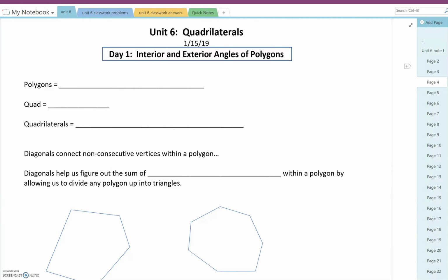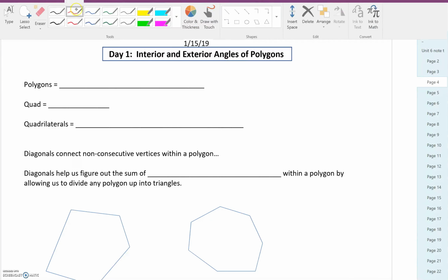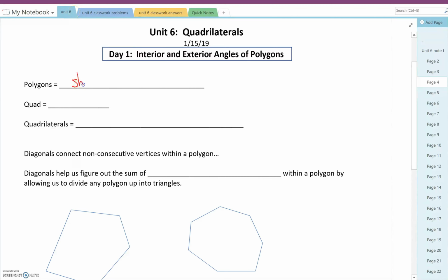Okay, Unit 6 is about quadrilaterals. And quadrilaterals are just a special type of polygon. Polygon, if you remember back from when we talked about it in the fall, is just a shape with at least 3 sides. So quad means 4, so quadrilateral is a shape with exactly 4 sides. In other words, a quadrilateral is a kind of polygon, or a type of polygon, that has exactly 4 sides.